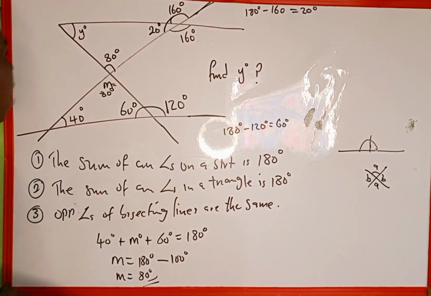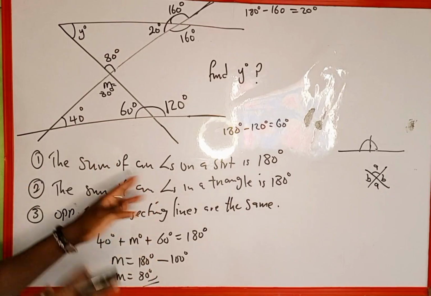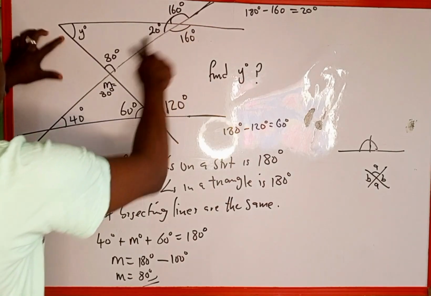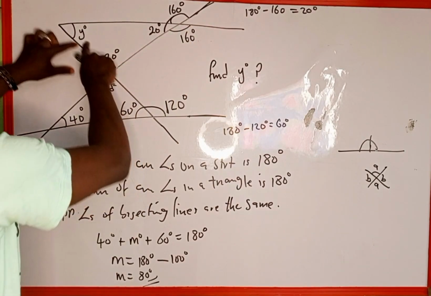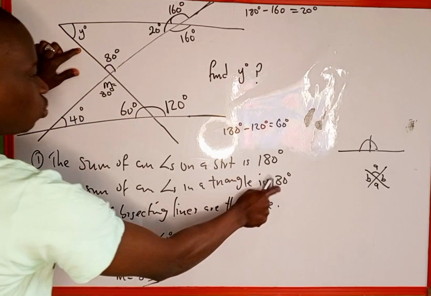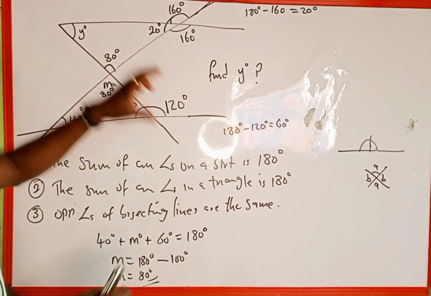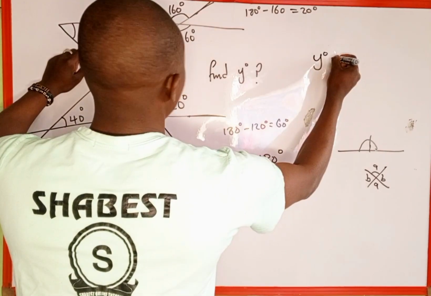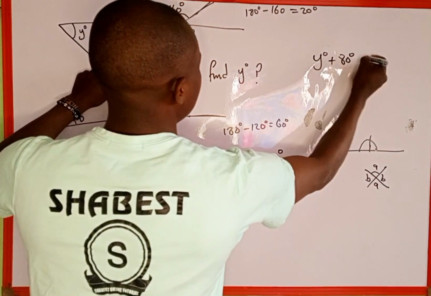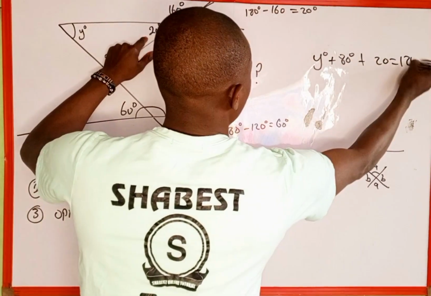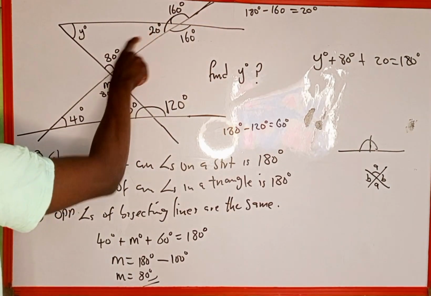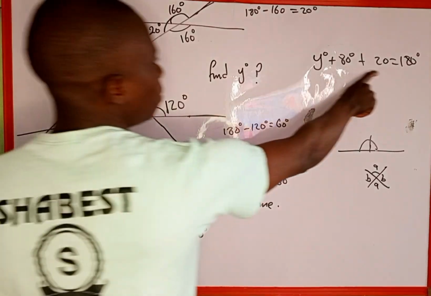So therefore, the angle here is 20 degree. Now, to look for the value of y degree, we recall theorem 2. The sum of angles in a triangle is 180 degree. What are you seeing here? This is a triangle: 1, 2, 3, three sides. So if we sum all these three angles together, it is going to give us 180 degree using theorem 2. So y degree plus 80 degree plus 20 degree is equal to 180 degree from theorem 2.